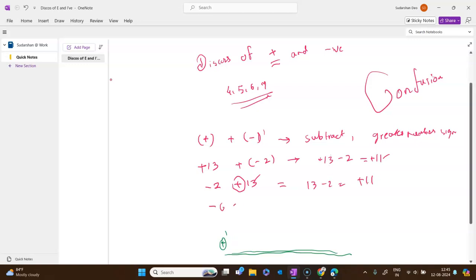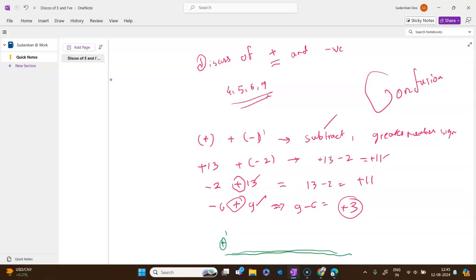Another example, if it is minus 6 plus 9, then what procedure will you do? 9 minus 6, that is 3. And which is the greater number? 9 is the bigger number. What is the sign for that? That is positive. Clear? So this is what happens with plus and minus. Don't say plus minus; minus means subtraction. Plus minus is subtraction.